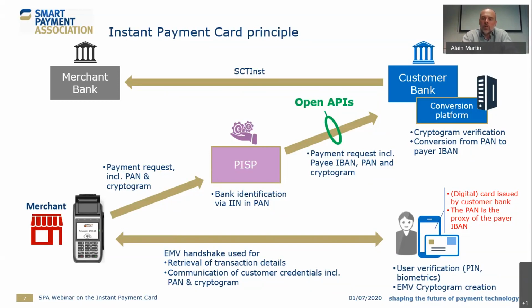This cryptogram verification actually serves the purpose of strong customer authentication, and I'll explain why just afterwards as well. And so the conversion platform verifies the cryptogram and thereby authenticates the user. Subsequently, it will convert the PAN back to the payer IBAN, to the IBAN of the customer. And based on that, the customer bank is now able to initiate an account-to-account instant payment.